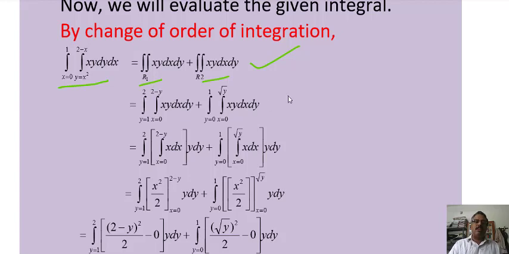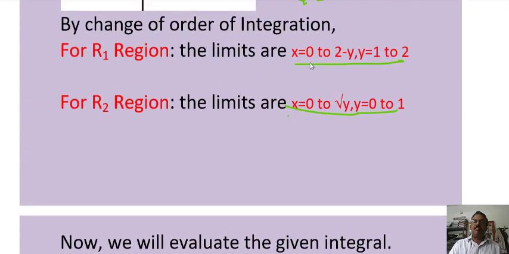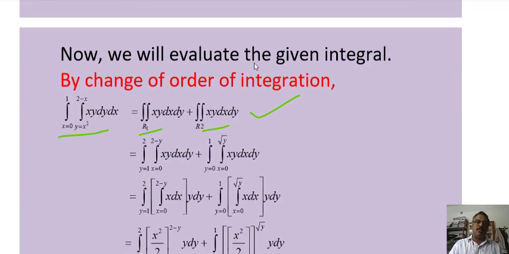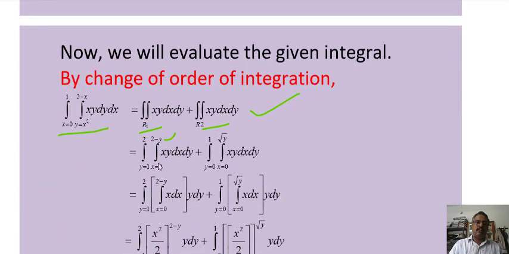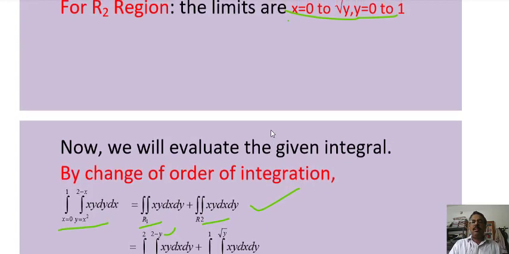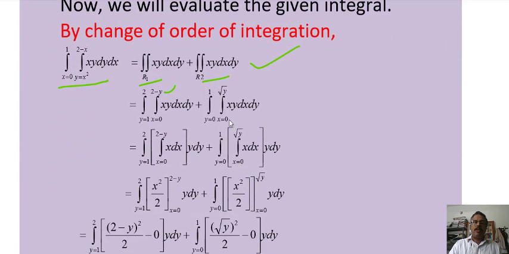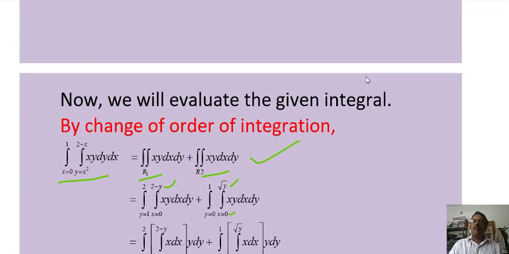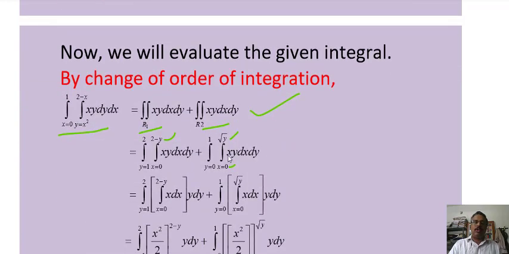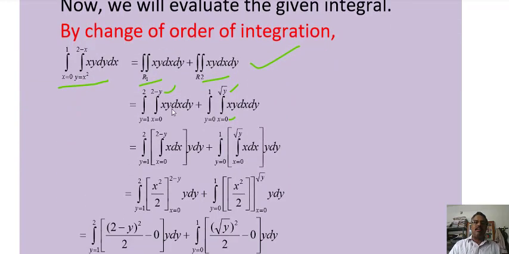For the R1 region, the limits already discussed are x from 0 to 2 minus y and y limits 1 to 2. And for the lower region, x equals 0 to root y, and y equals 0 to 1. The integrand is the same, xy dx dy. So first integrate with respect to x, then integrate with respect to y, in both the integrals.